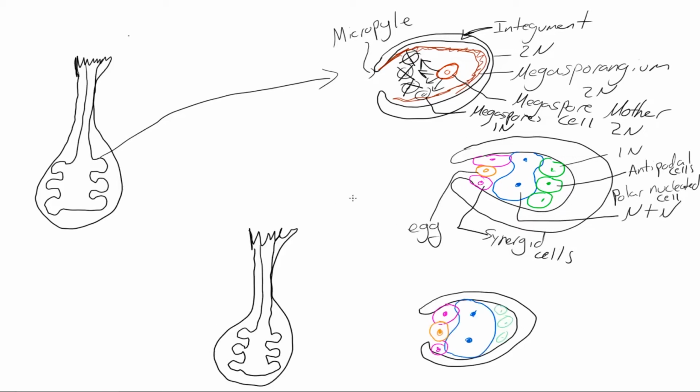Okay, so before we go any further, I do want to point out that the microgametophyte, or the male gametophyte, which is the pollen, is produced very similarly to the megagametophyte. You are going to have microsporangium that releases a microspore mother cell, which will undergo meiosis to create the microspore. That microspore will go through mitosis to create the pollen itself. However, the pollen does not have this egg or polar nucleated cell. It's all just 1N cells and contains a sperm cell inside of it.